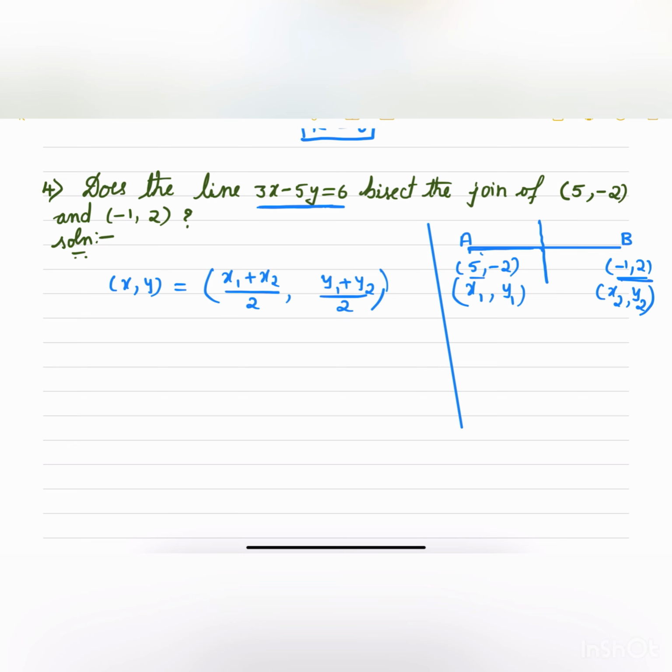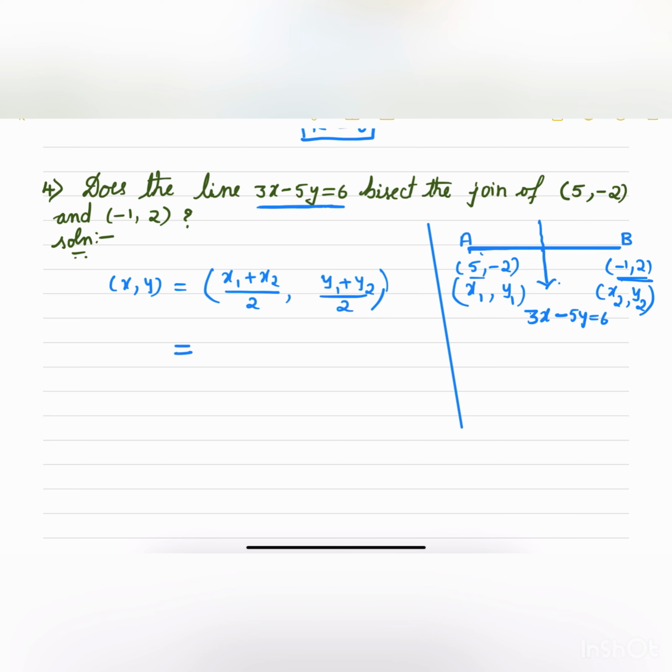So if I take this line, it will be 3x minus 5y is equal to 6. Is this bisecting this line AB or not? So we have to check that, and we are using the midpoint formula for that.